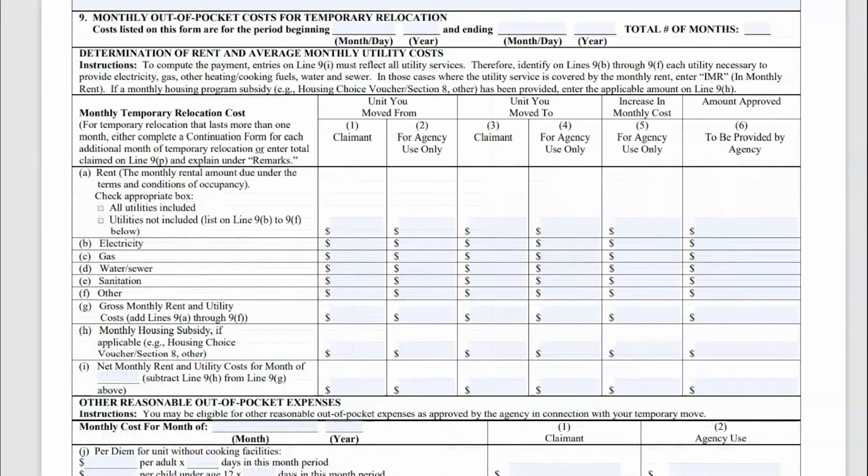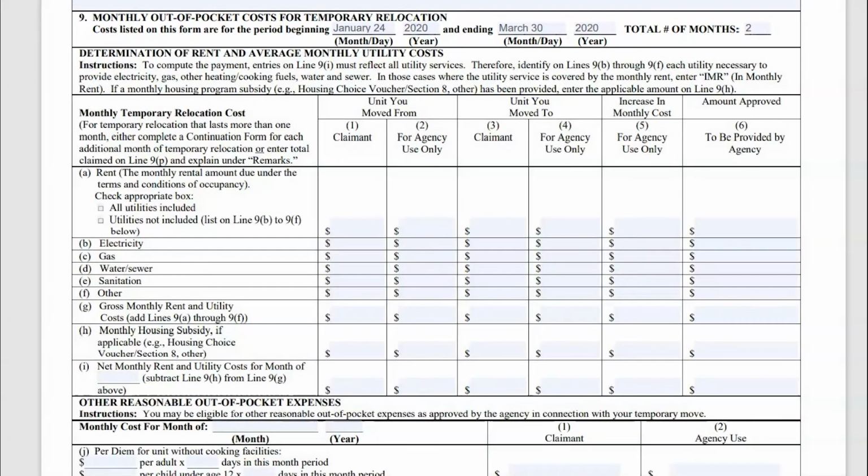Next, in number 9, the claimant should input monthly out-of-pocket costs for temporary relocation. First, the claimant will enter the month, day, and year from the beginning to the ending periods of the claimant's temporary relocation, and enter the total number of months the claimant was relocated.